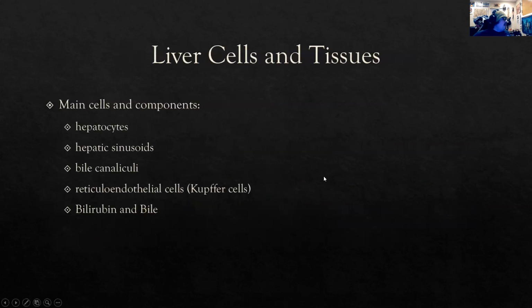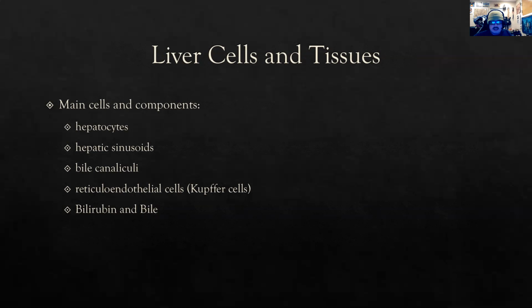All right. So liver cells and tissues. I'd say the most important liver cell is going to be the hepatocyte, making up about 80% of the liver itself. The hepatocytes produce the bile that is so critical to the liver's function, as well as all the different factors that the liver is capable of handling.